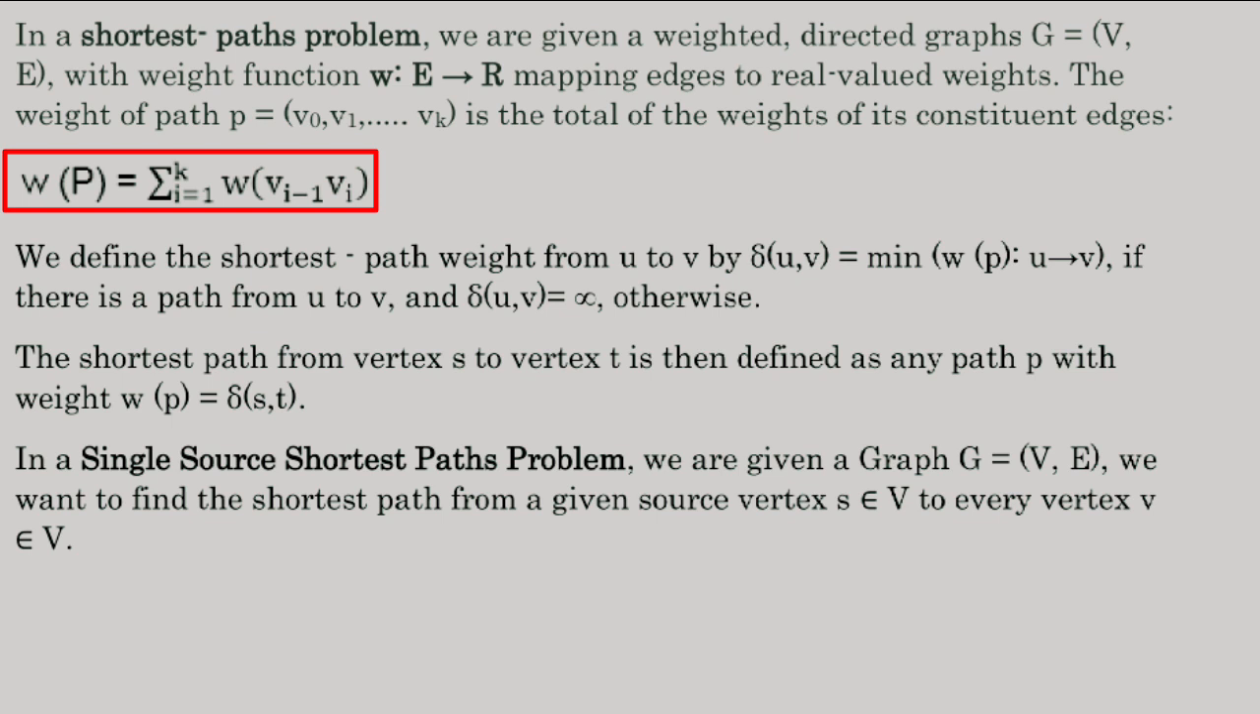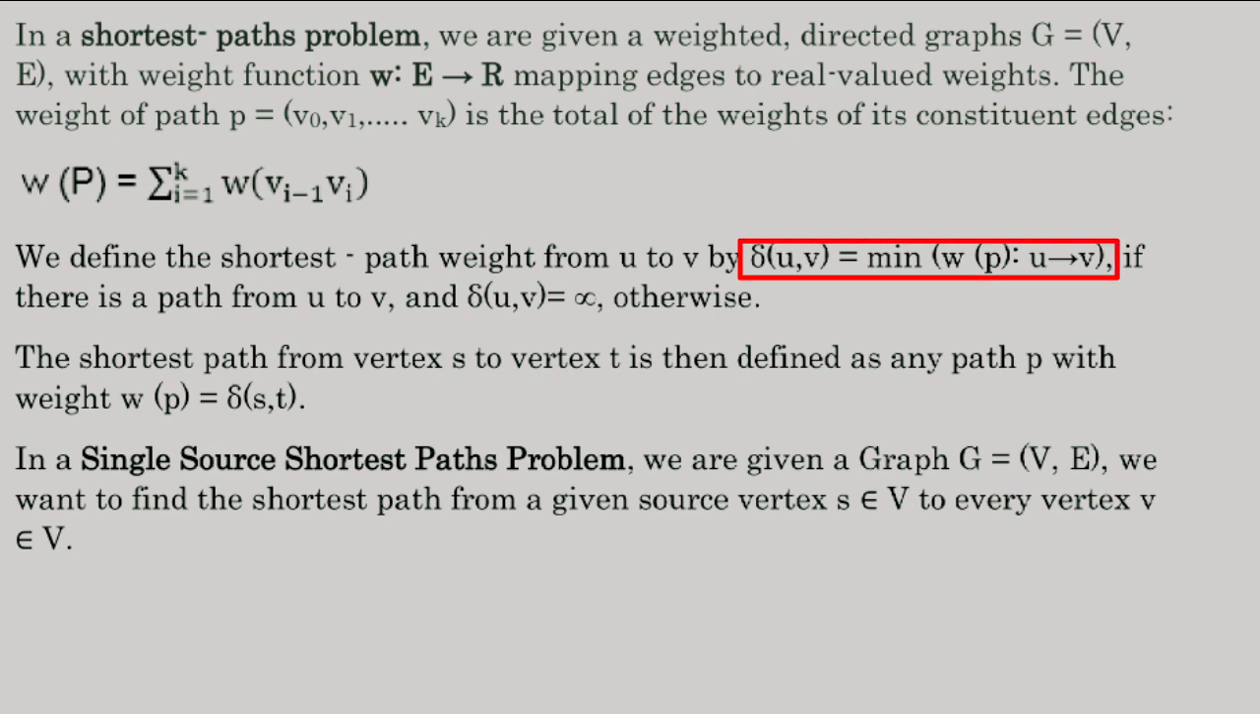Here, W of Vi minus 1, Vi means the weight of the edge from vertex Vi minus 1 to vertex Vi. Now let's represent the shortest path from a vertex U to vertex V using delta of UV. There may be many paths from the vertex U to vertex V, and out of these, the path which has the minimum weight will be the shortest path from U to V. This is formally represented as delta of UV is equal to the minimum of W of P from U to V. If there is no path in the graph from U to V, then the shortest path from U to V is defined as infinity.